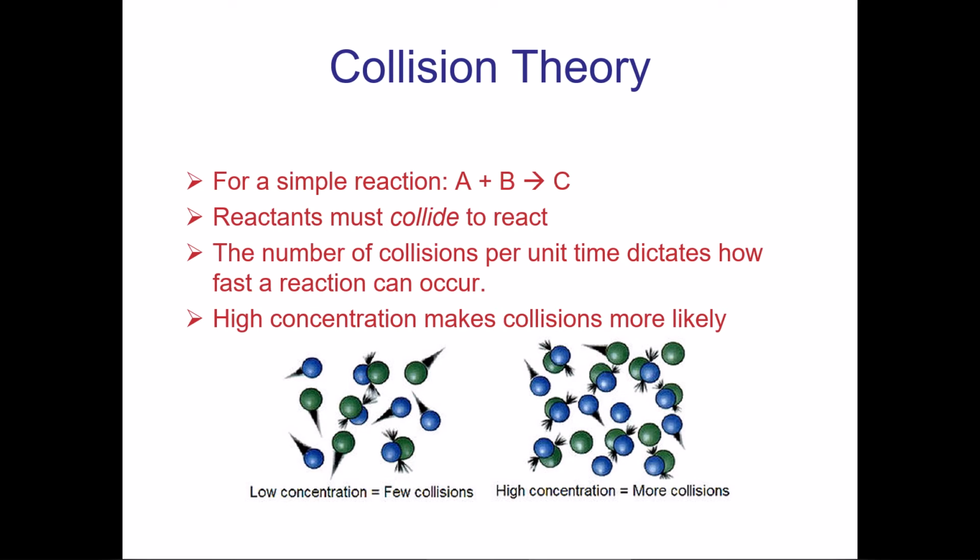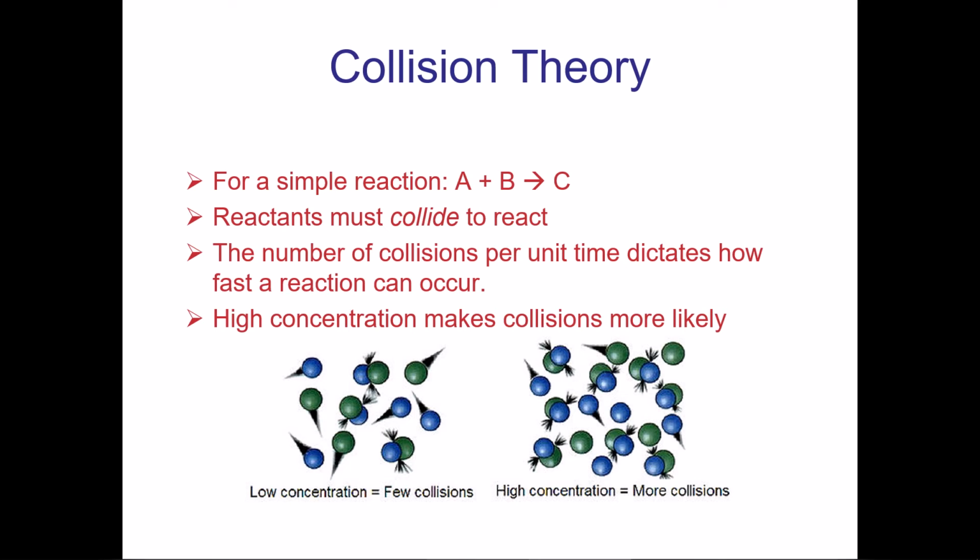So in a reaction A plus B goes to C, A and B are reactants. Molecule A and molecule B need to collide in order to produce product C. So this need for collisions gives us our idea behind collision theory.